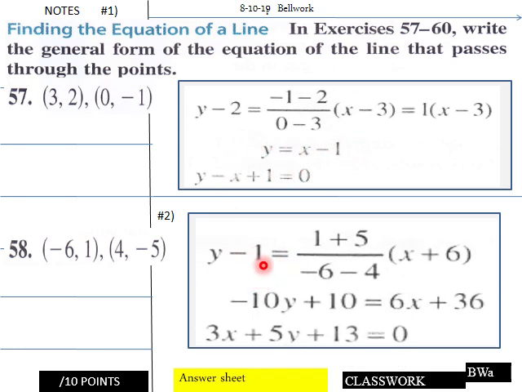And then down here, same thing, y1 minus y2, and then figure your slope times x1 minus x2. Once we do our arithmetic through here, 10y plus 10 equals 6x plus 36. We get 3x plus 5y plus 13. We could, by the time we move this over here and divide through by negative 10, get your general form there. But in this situation, this is another way of putting it, making it equal to 0.